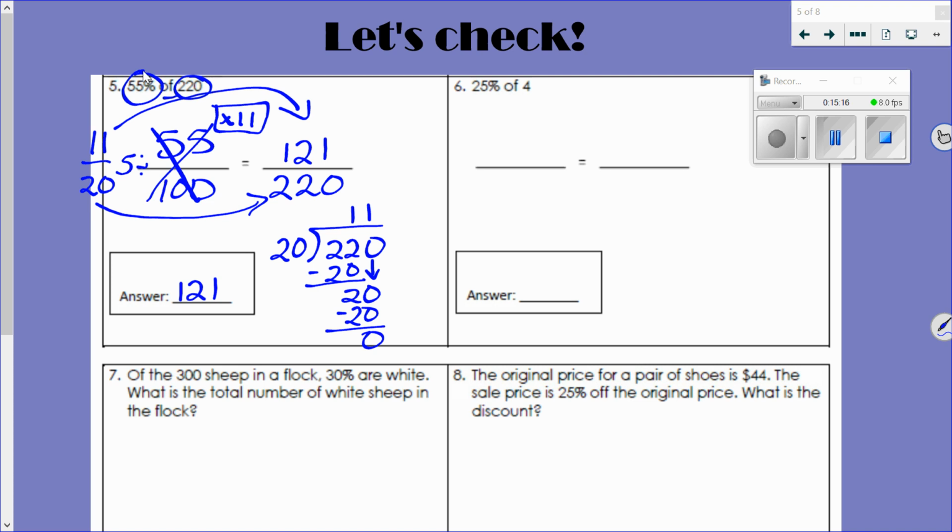Number 6, 25% of 4. 100 goes automatically. What goes over my 100? My percent, always. And then it says of 4. So where does my 4 go? Denominator. Can I do something to 100 to get to 4 evenly? Yes. Divide by what? So I divide the top by 25, and what do I get? 1. So my answer is 1. If you simplified, if you stepped back, you still could have gotten the same answer.